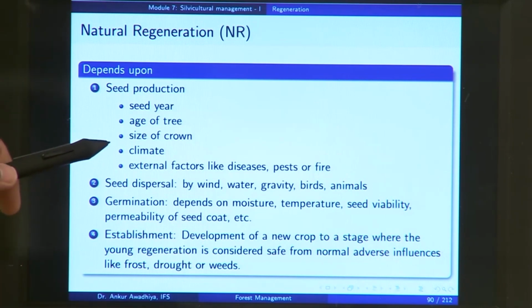It also depends on the climate. So, if there is a mismatch of the climate, if there is an extreme climate or an extreme weather, then the seed production will be affected. It also depends on external factors like diseases, pests or fire.